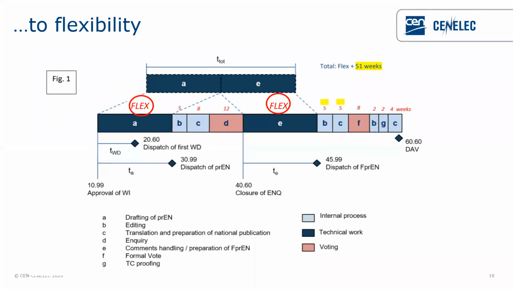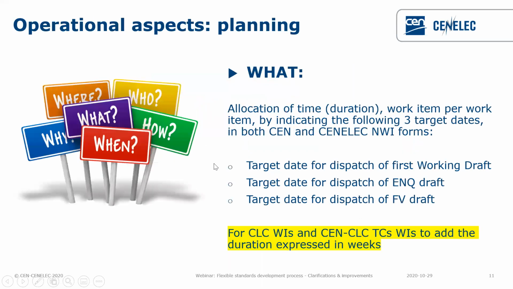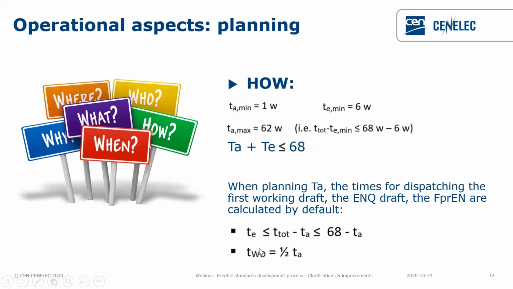So the question from Dominique Rosani: is there a minimum time requested between step 2060 and 3099? Basically, if we go to the slide, the question is if there is some minimum time between dispatch of first working draft and dispatch of FPRN. Look at this condition: the duration of the first working draft should be half of the total duration for inquiry.